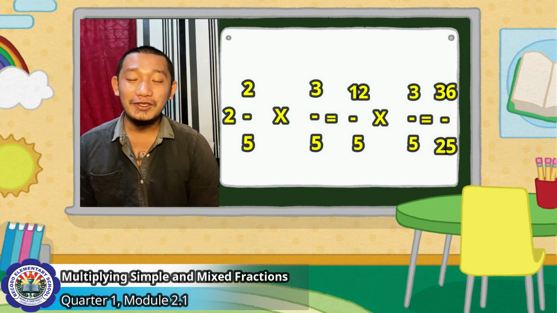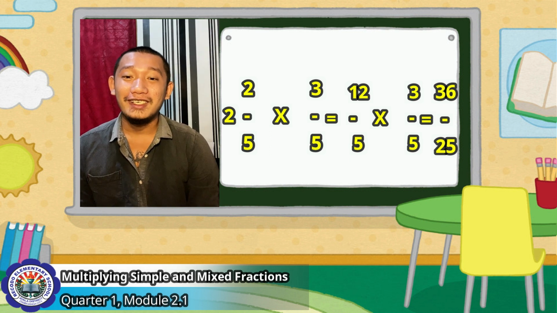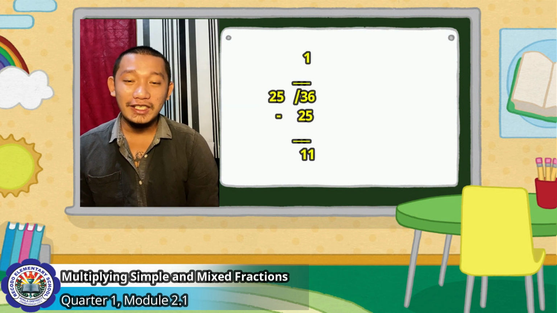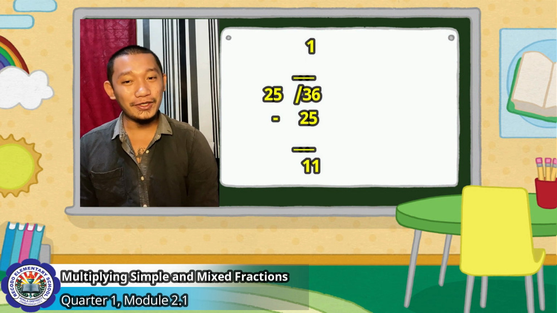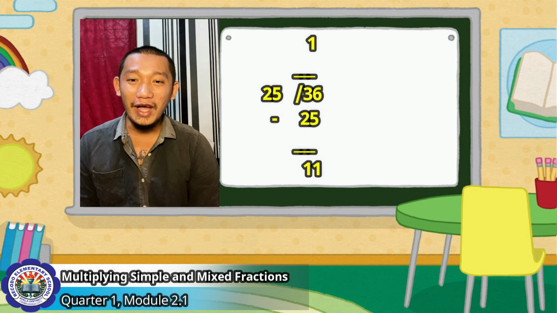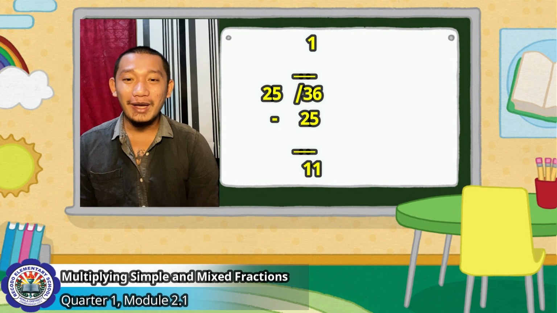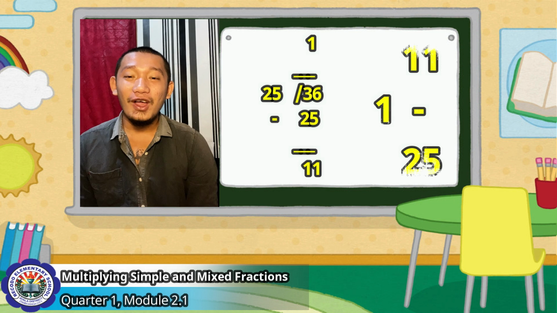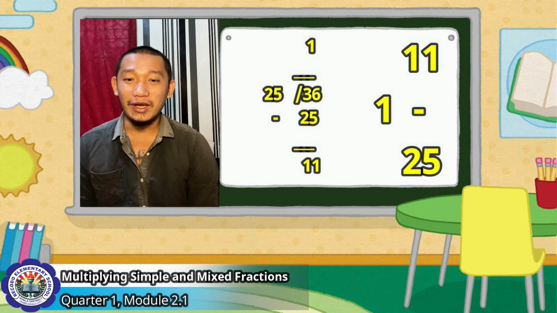So all we have to do is transform that into a mixed number. We will divide 36 by 25. 36 divided by 25 is equal to 1. And of course, 1 times 25 will give us 25. And 36 minus 25 will give us 11. So our final answer is 1 and 11/25.